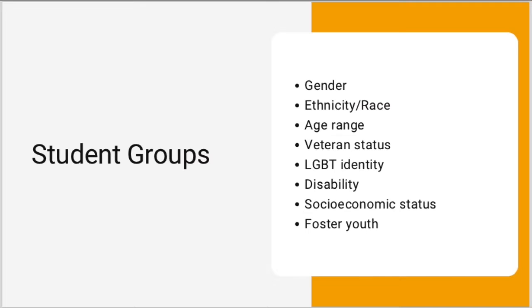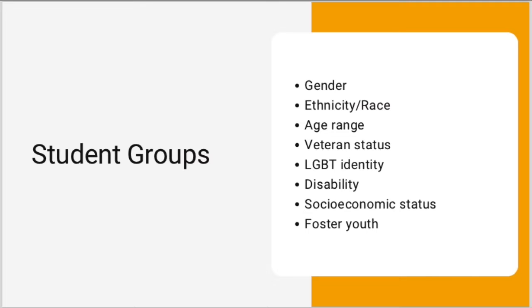Age range is another way students are grouped. The categories are 19 or younger, 20 to 24, 25 to 29, 30 to 34, 35 to 39, 40 to 49, and 50 and older. Note that those are not equally sized groups. The rest of them are according to whether or not a student is in a special population. So the special populations are veterans, LGBT students, disabled students, low socioeconomic status students, and foster youth students.